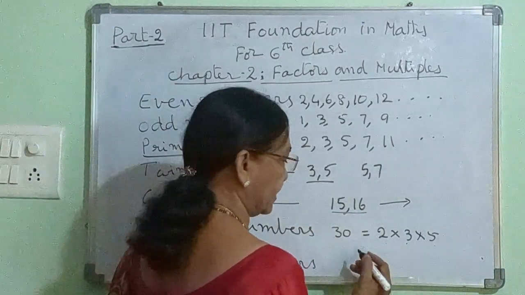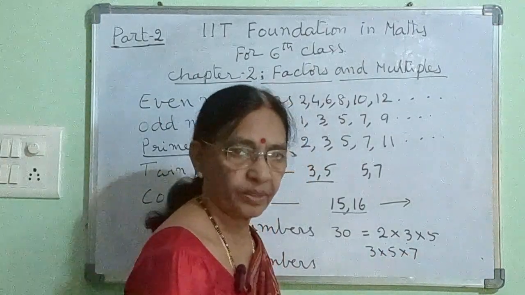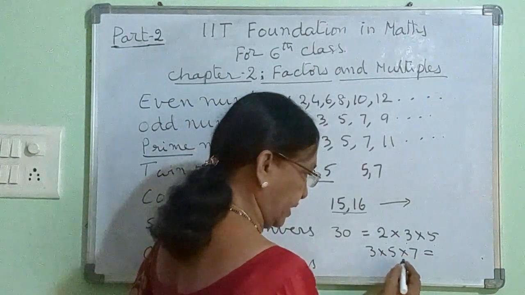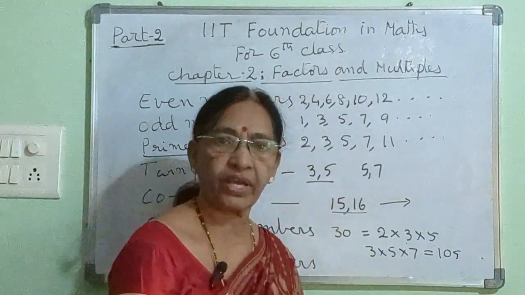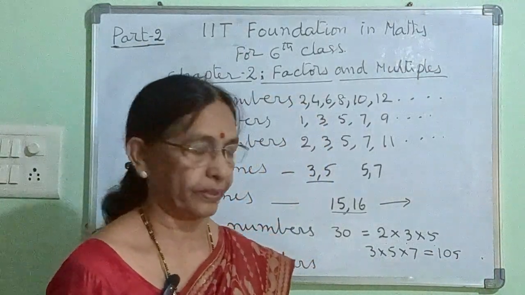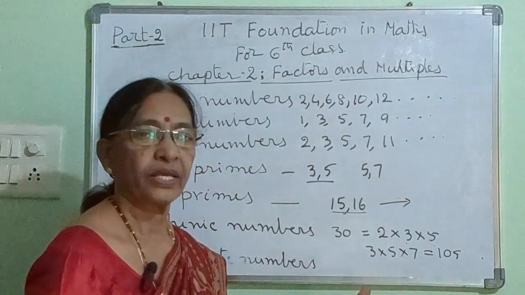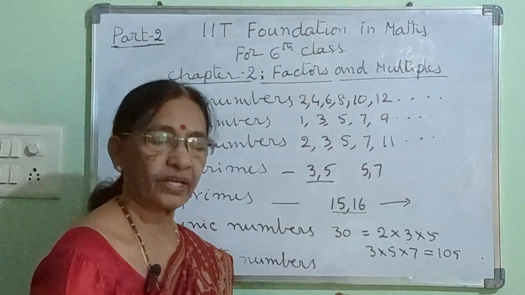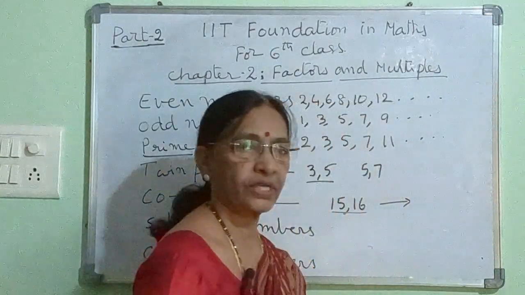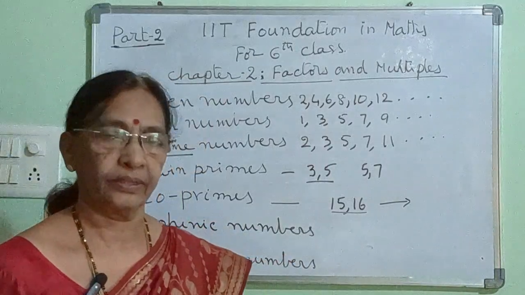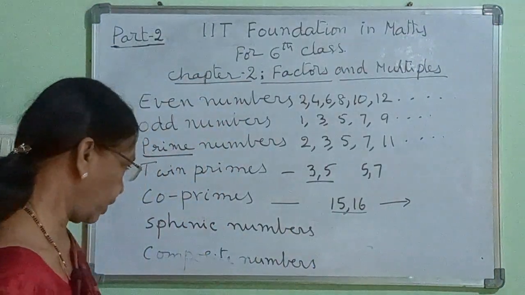Again, we can see 3 into 5 into 7. Distinct prime numbers, and the product is 3 fives are 15, 15 sevens are 105. So 105 is also a sphenic number. Thus, a sphenic number is a natural number which is a product of exactly three distinct prime numbers. Next, composite number.